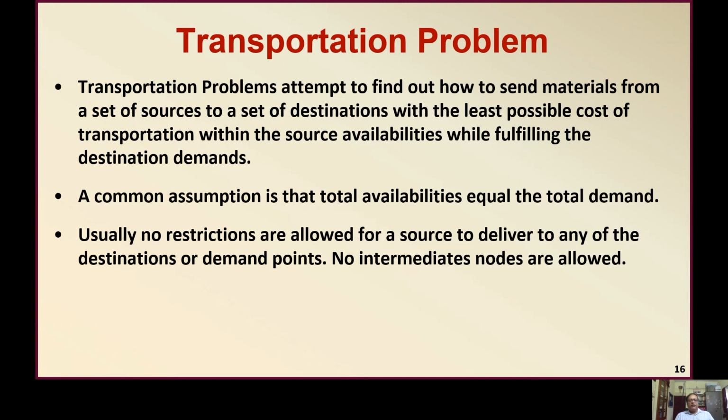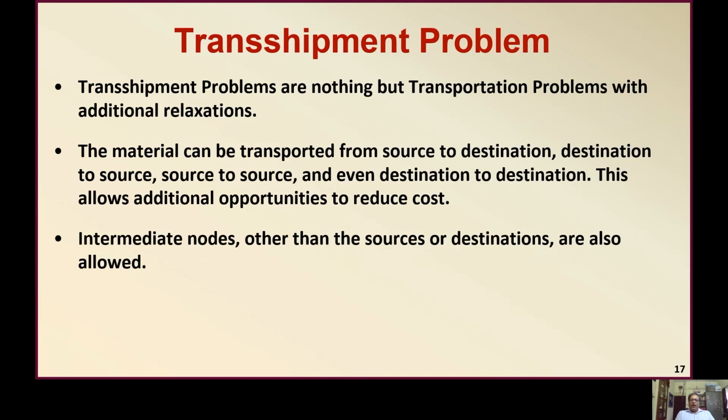So usually no restrictions are allowed for a source to deliver to any of the destinations or demand points, and no intermediate nodes are allowed. So that is what is usually done in a transportation problem. A transshipment problem, on the other hand, is also a transportation problem with additional relaxation. What is that additional relaxation? The material can be transported from source to destination, destination to source, source to source, or even destination to destination. So this allows additional opportunities to reduce cost.